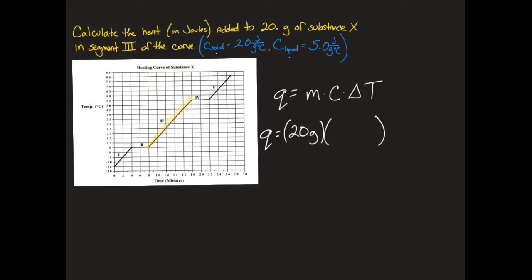So for these heating curves, you'll notice that the first non-sloped segment is melting, and the second non-sloped segment is boiling. So that means that in this region here, region 3, we're dealing with a liquid. So we're going to use that specific heat, so that's 5 joules per gram degrees Celsius.